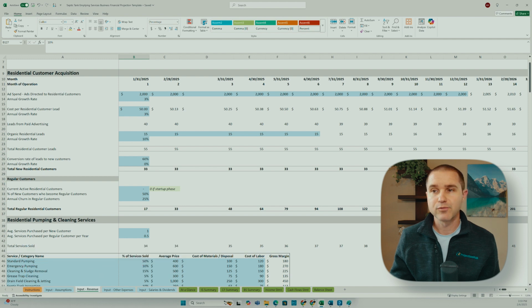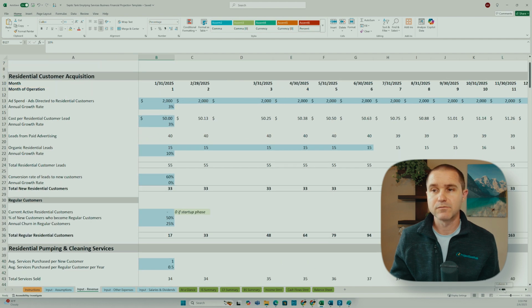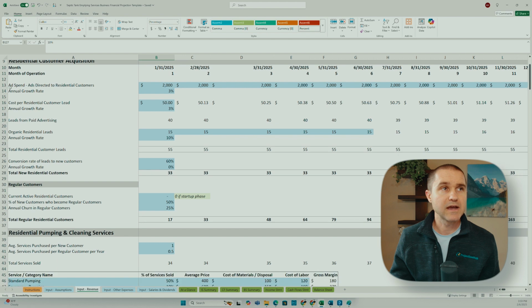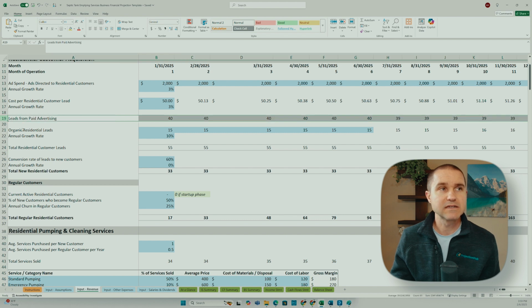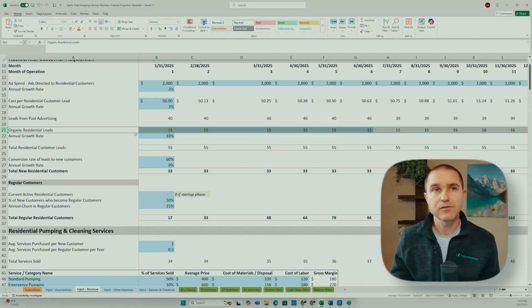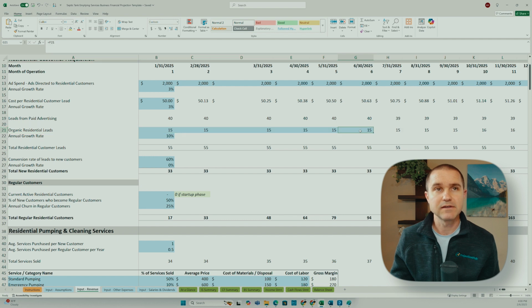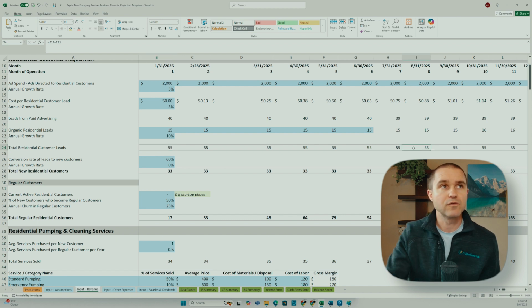So we have this broken down between residential and commercial business. We're going to start by assuming an ad spend. So let's say you're going to do ads directed to residential customers. You're going to spend $2,000 a month on ads. You think it's going to cost you $50 per residential customer lead. So that's going to give you some number of leads from paid advertising. Say you also have some organic or word of mouth leads. So let's say 15 leads per month that are word of mouth plus a 10% annual growth rate. We've got a total of 55 residential customer leads a month, growing over time.